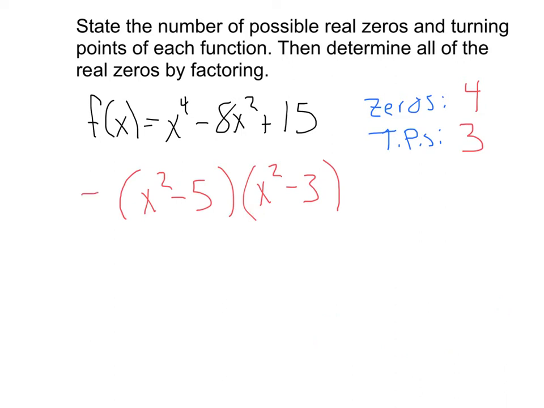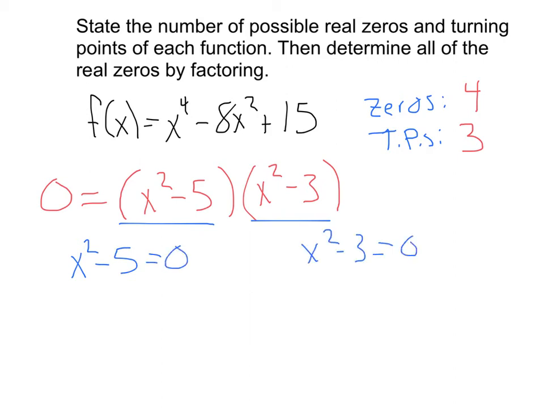Alright, let's go ahead and just set this equal to 0 and continue on. To solve each of these, we want to put each of these equal to 0, so we'll get x squared minus 5 equals 0. Here we'll get x squared minus 3 equals 0. I can add 5 over. That'll give me x squared equals positive 5. Add 3 over, x squared equals positive 3.